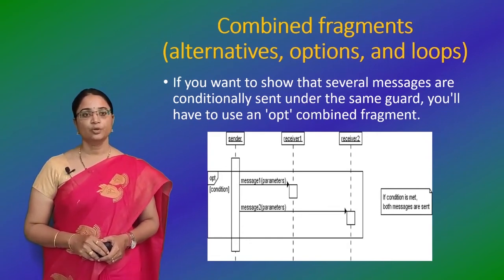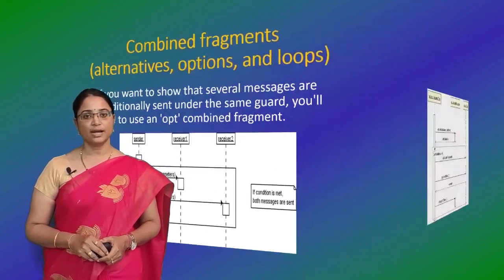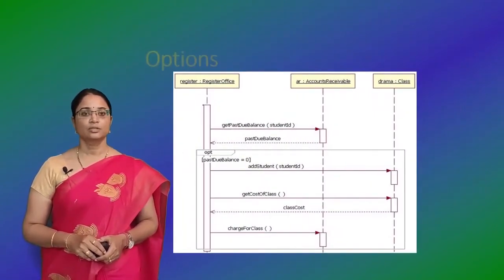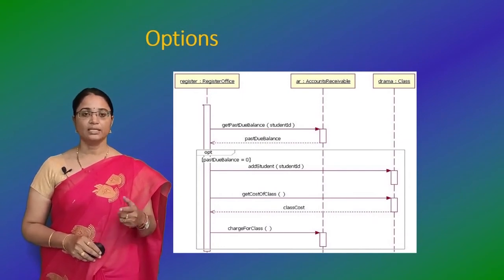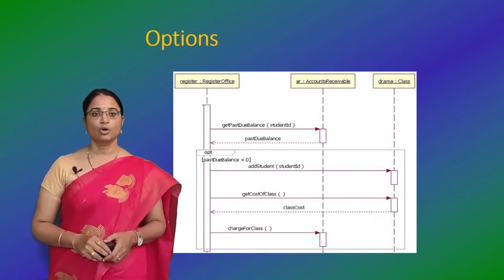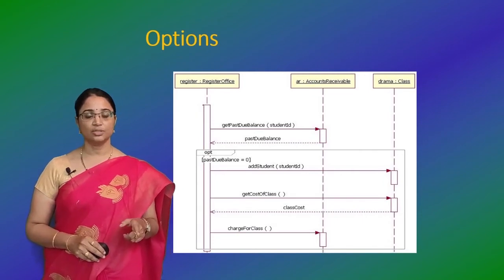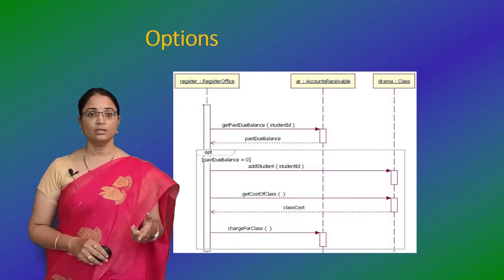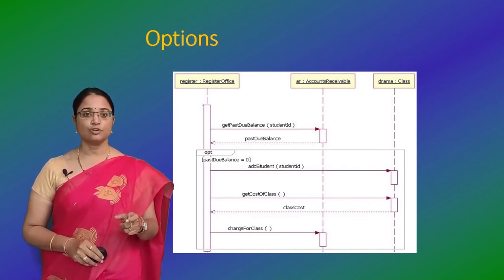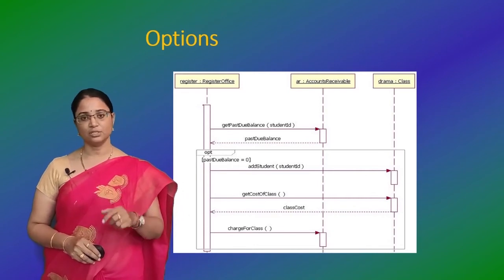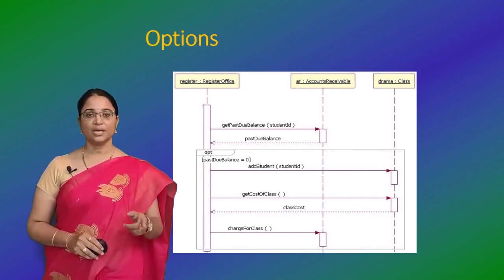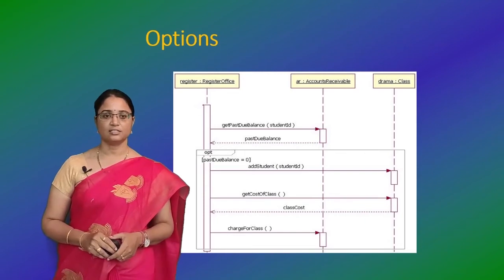So see here, we are having some registration officer, accounts receivable, drama class. Get the due balance of the student ID. We'll get the past due balance. Then what will happen? If the balance is equal to 0, then again we'll be having other questions. Okay, we'll add the student. So what is the present cost of this class? That will be sent, and if the student pays that amount, then he can attend the classes also.